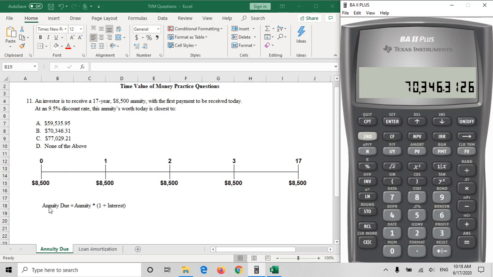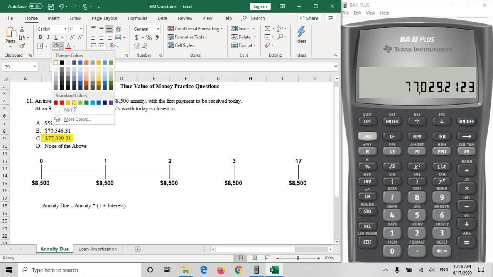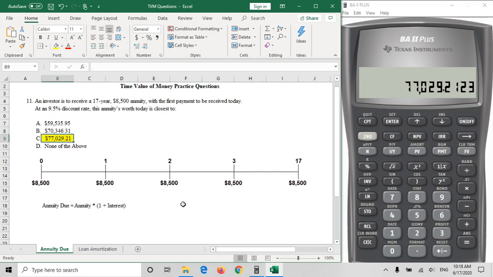However, here we should calculate the annuity due, and then we must multiply by this second part: 1 plus the discount rate, 1.095. So the answer will be C. Okay? Hope it helps you well.